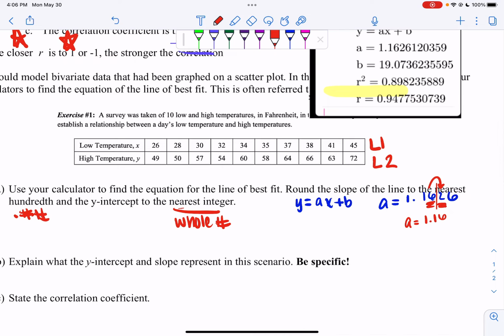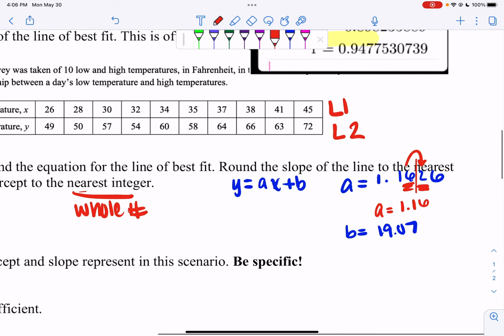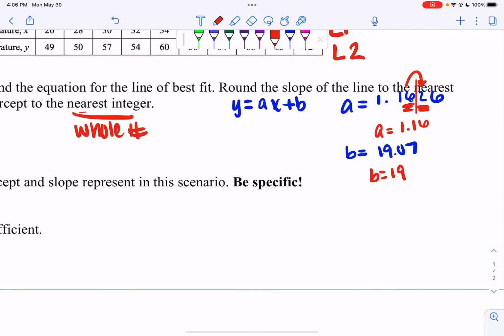Now I need to round my b value to the nearest integer, or in this case, my y-intercept. If I look, my b value is 19.07. So if I ask myself how I'd round to the nearest integer, I have to ask myself, is 19.07 closer to 19 or is it closer to 20? It's closer to 19. So my b value is equal to 19. So my equation would be y equals, my a value is 1.16, x plus, and then my y-intercept or my b value of 19. And that would be my equation.